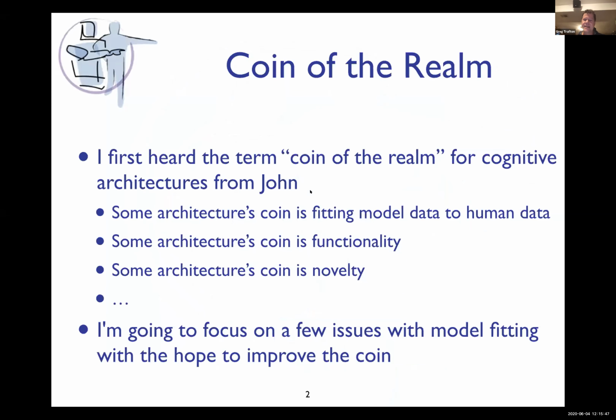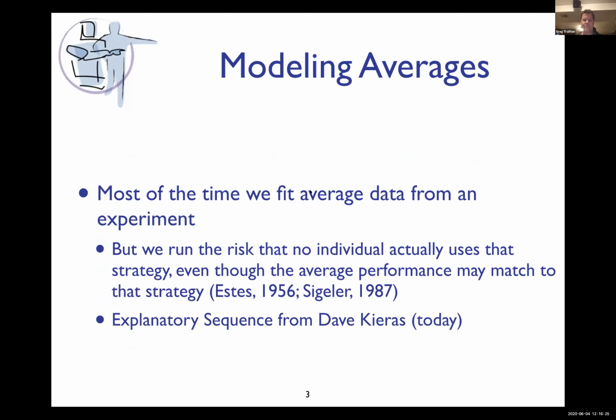And so the concept here is trying to figure out what motivates the different cognitive architectures to strive for at some level. And he talked a little bit about this earlier. So some architectures coin as fitting model data to human data, like John said, ACT-R, et cetera. Some architectures coin as functionality, SOAR, and some architectures coin as novelty. There are lots of architectures going for that as well. What I'm going to try to focus on here is a few issues with model fitting, particularly individuals, with the hope to kind of improve that particular coin.